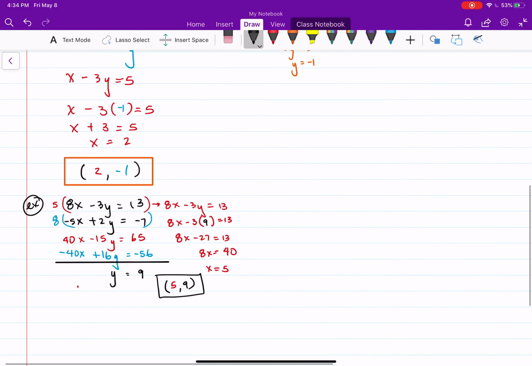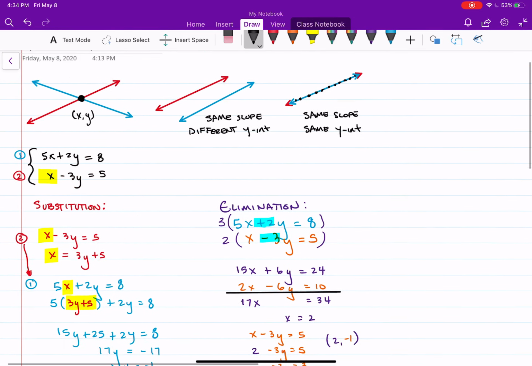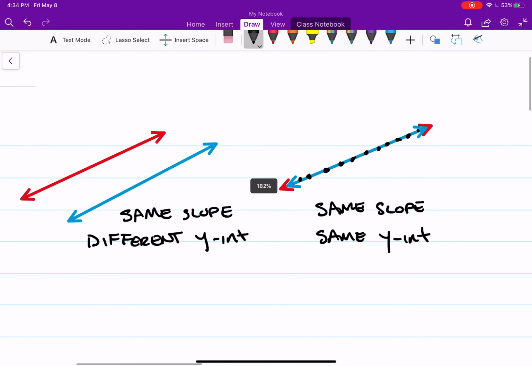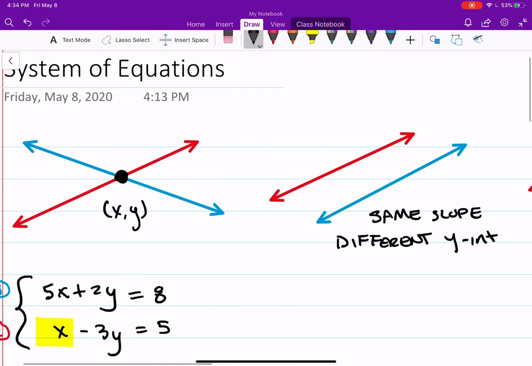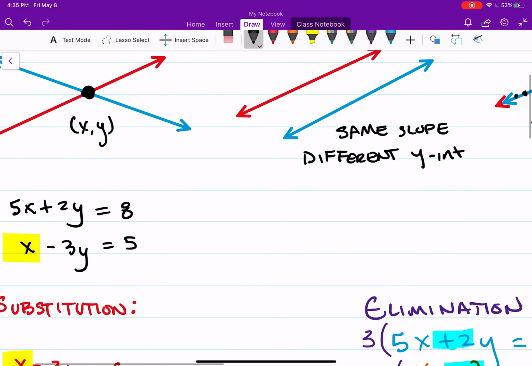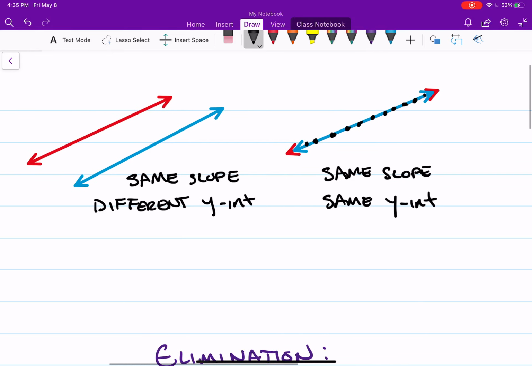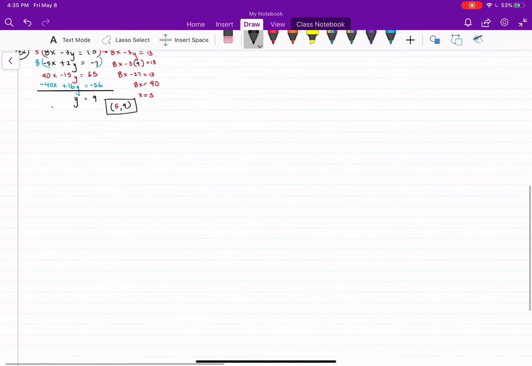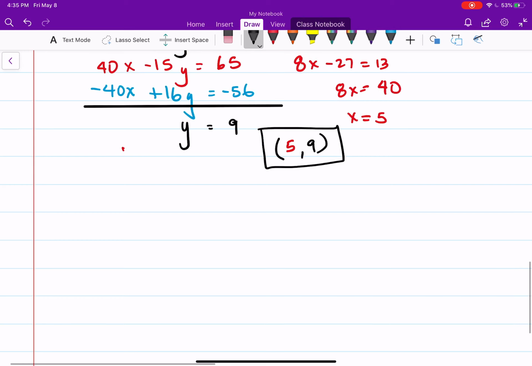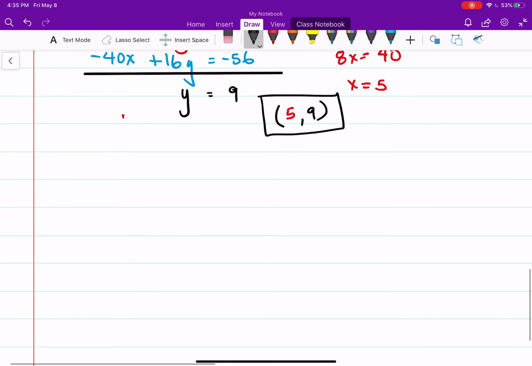So there we go. Now the question is, when are we going to see something different? So far, there has been a point where the lines actually cross. When are we going to see, and what is it going to look like when we get something like this? Okay, great question. I guess we'll have to do more examples.